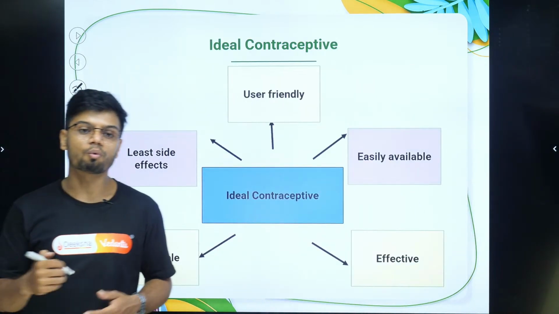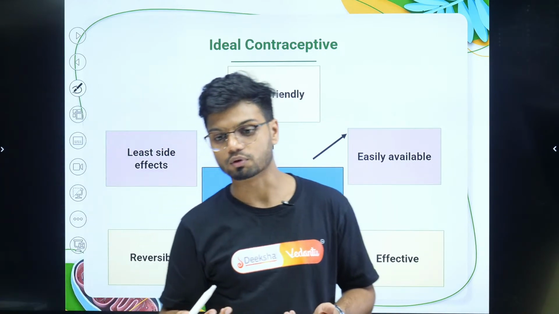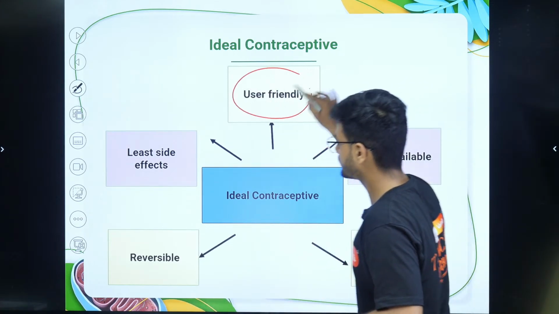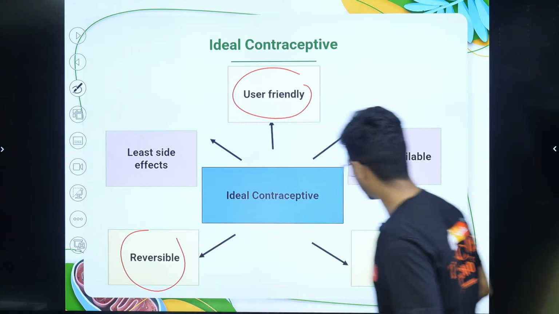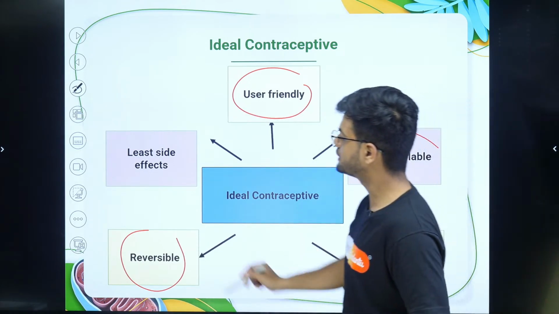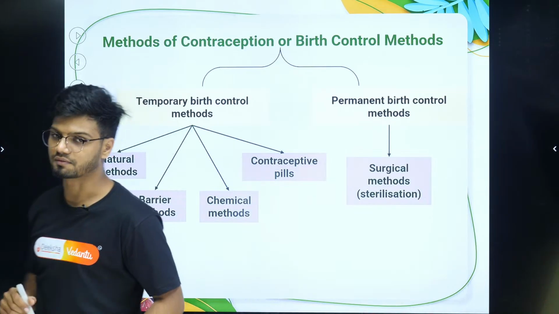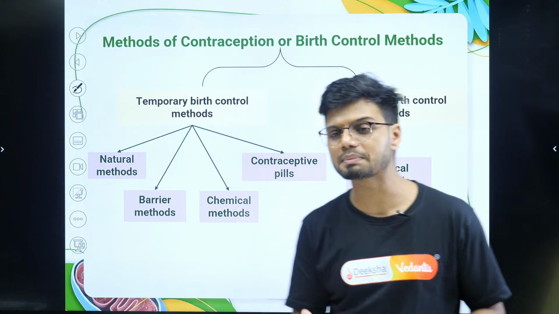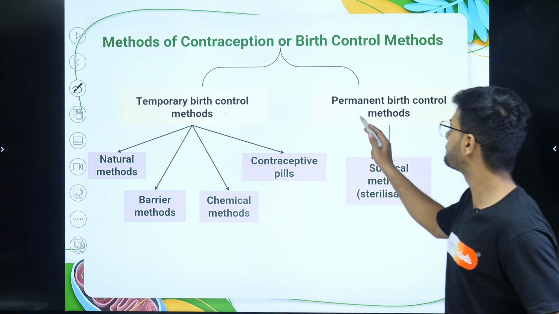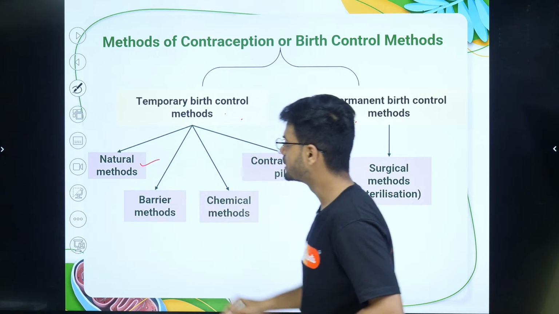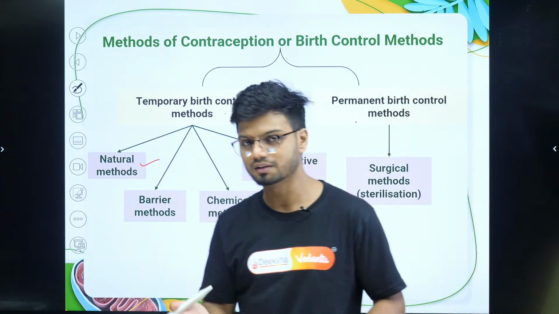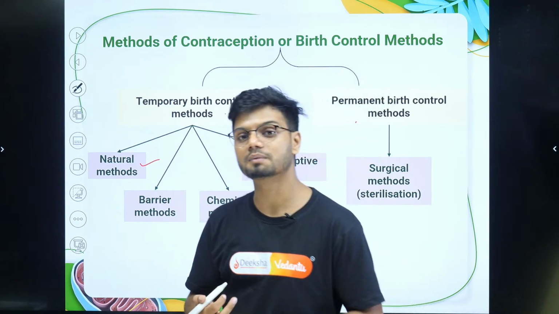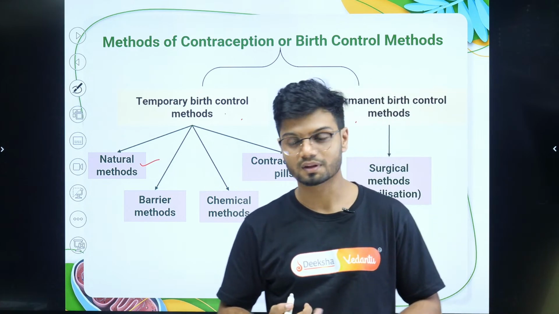So what is the ideal contraceptive method? What do you mean by ideal, best contraceptive method? A contraceptive method should be user friendly, reversible, effective, easily available, and it should have the least side effects. Based on the contraceptive, we have multiple types. First are the temporary birth controls, and then we have permanent ones. Temporary includes the natural methods such as lactational amenorrhea, coitus interruptus, and also the abstinence method. That is your natural methods. Syllabus-wise, don't worry.